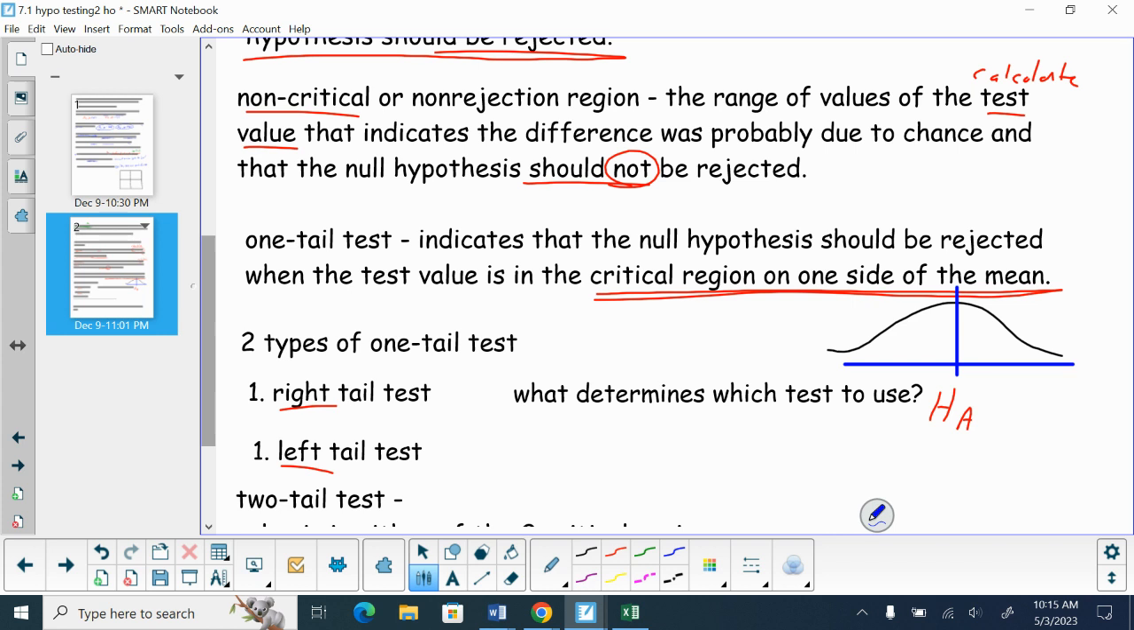We make this pretty simple. When the alternate hypothesis has the arrow that's greater than, it points to the right. That will tell you to use a right tail test. And if the alternate hypothesis says mu is less than some value, we will use a left tail test. You can just look at the alternate hypothesis. That arrow will tell you which tail you have, left or right.